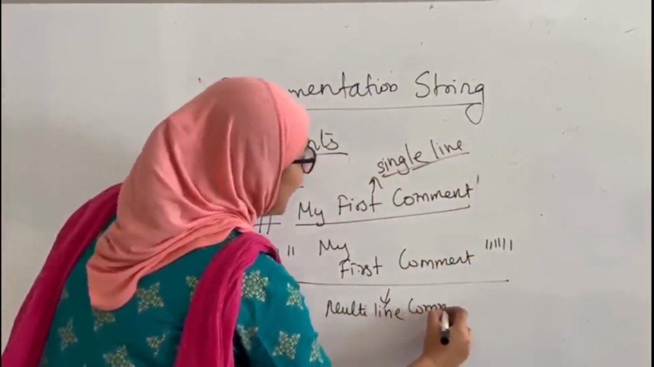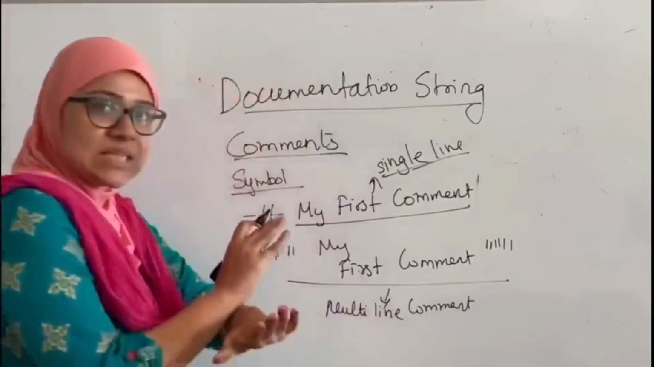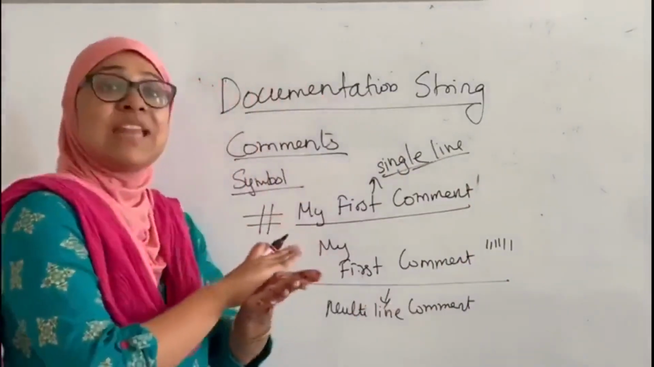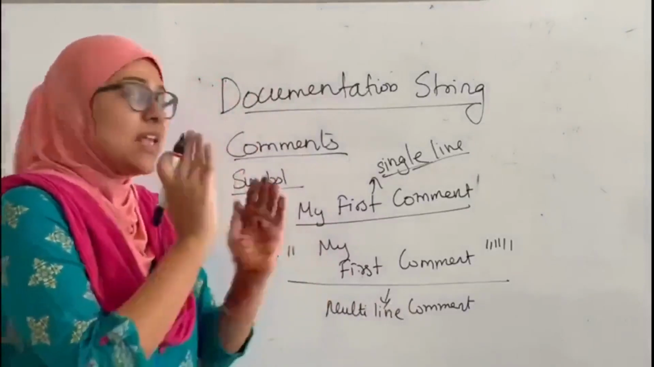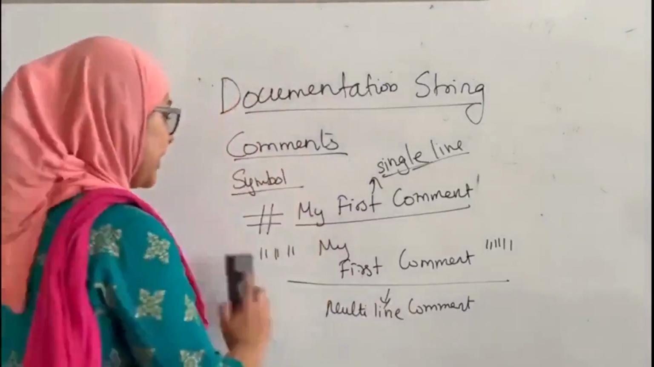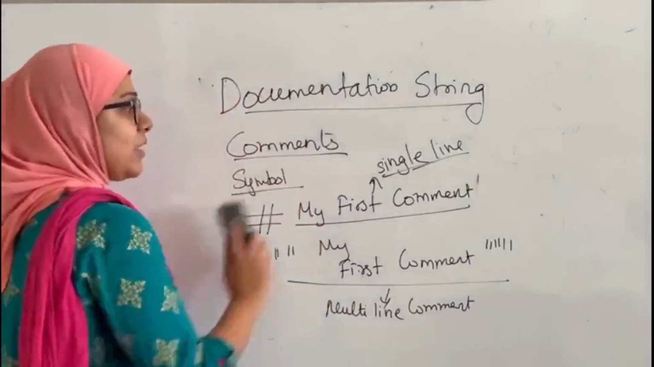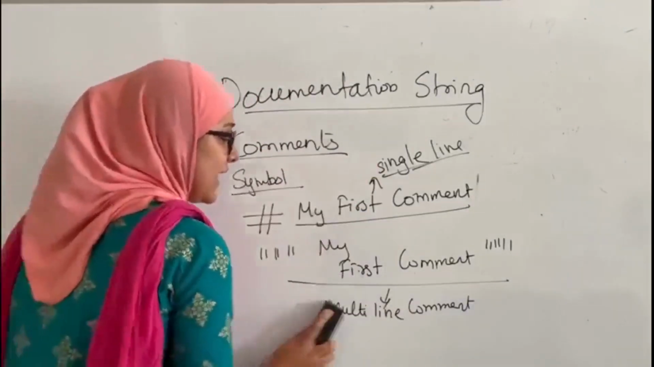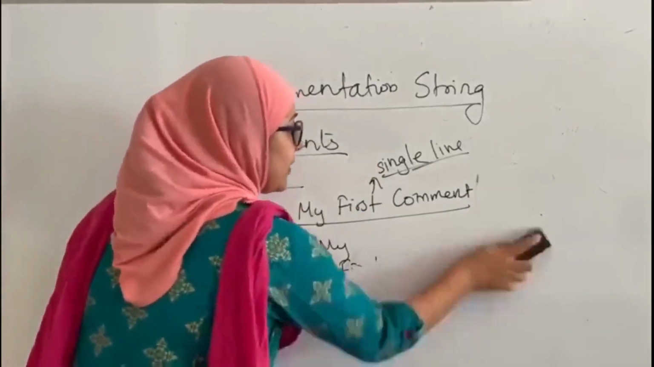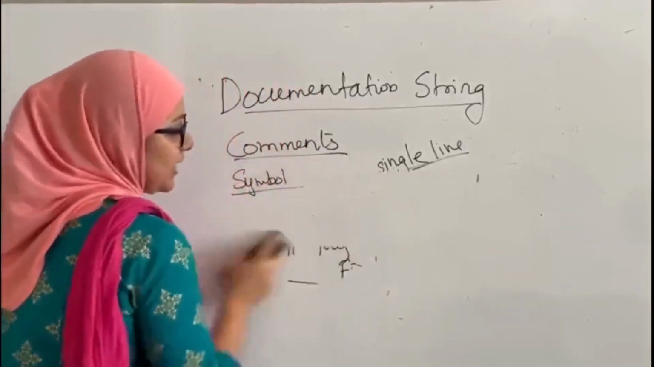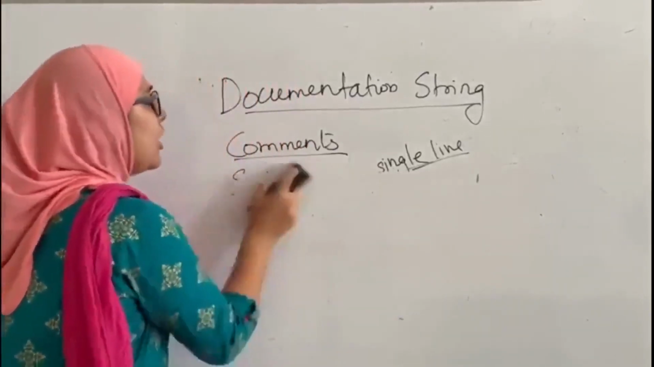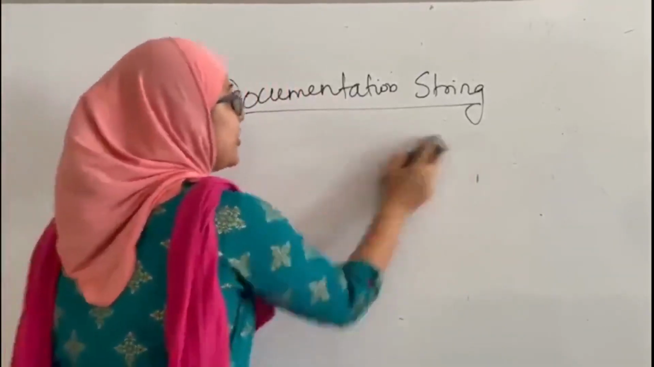Okay, this is all about comments. So what is a comment? A comment is ignored by the compiler. It doesn't have any effect on the output. That is the point we need to remember. And this is the way we can define a comment, single line or multi-line. So let's go back to the documentation string, or in short it is known as doc string.